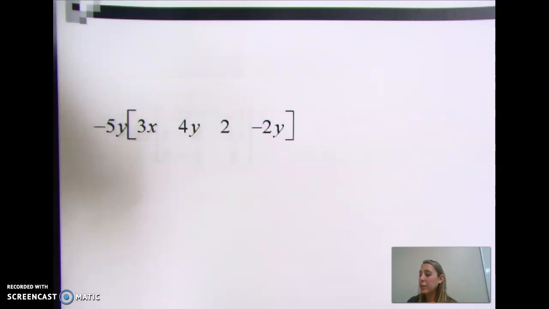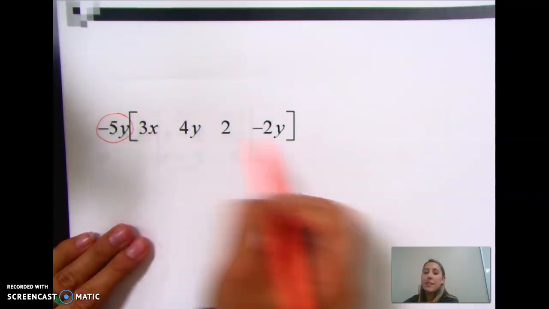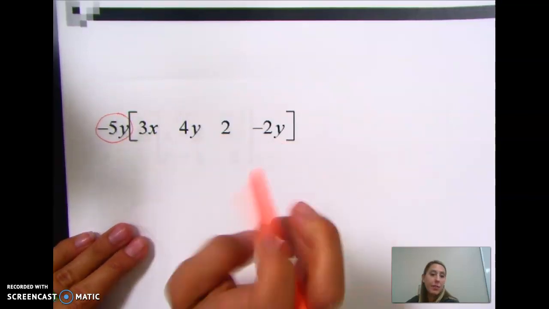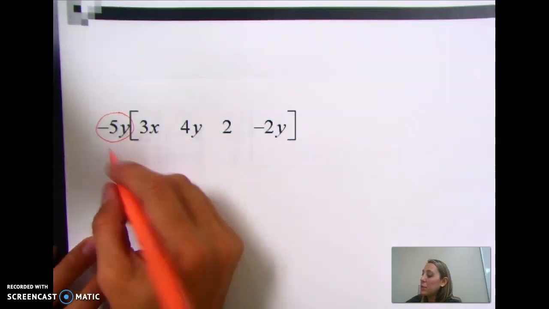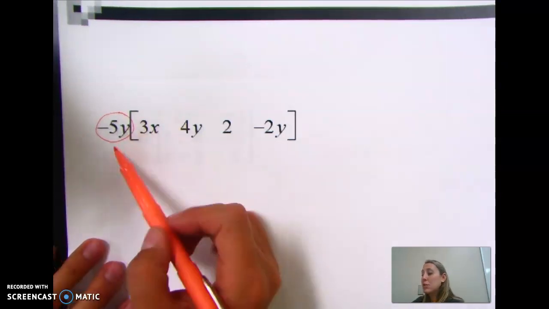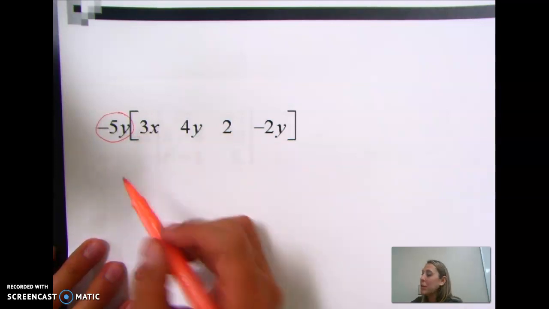Good morning. We are going to talk about multiplying with a scalar when there are variables. So remember, when we're multiplying with a scalar, that means that we are going to multiply everything inside of this matrix by the negative 5y. We're starting with a 1 by 4, and we're going to end with a 1 by 4.